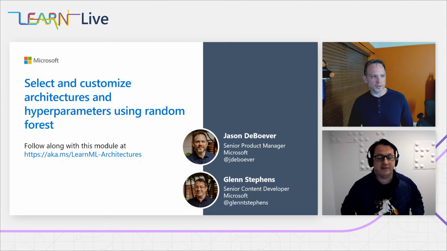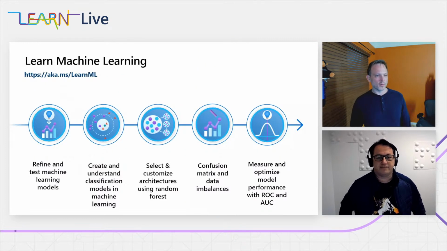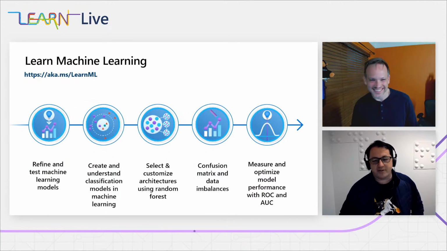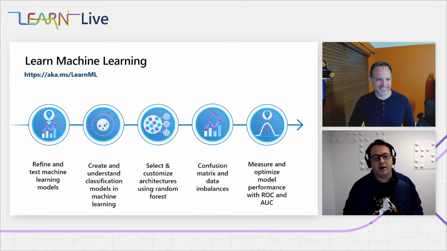Let's do. So, where have we been? Where are we going? Well, we've covered 2/3 of the material. We had 9 sessions in the series on learning machine learning. And we're at the middle one in the chart, where we're selecting and customizing architectures using random forest. We'll talk about what architectures are in the concepts of machine learning, and also talk about random forests and decision trees in today's session and show how they're applied.